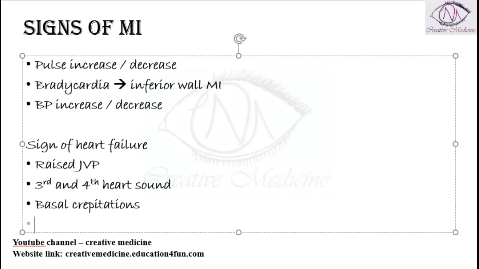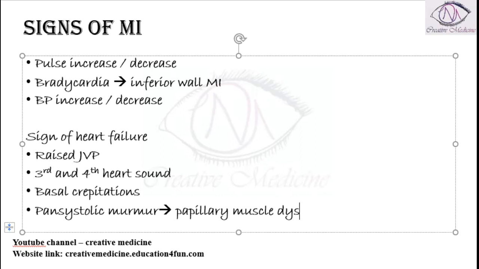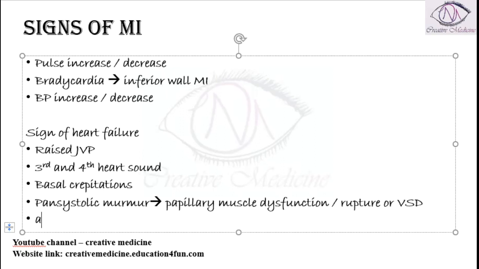Then the other signs: there can be presence of a pansystolic murmur, and this pansystolic murmur can result from papillary muscle dysfunction, or rupture, or it can result from ventricular septal defects. A pericardial friction rub can also be seen in the patients with myocardial infarction.